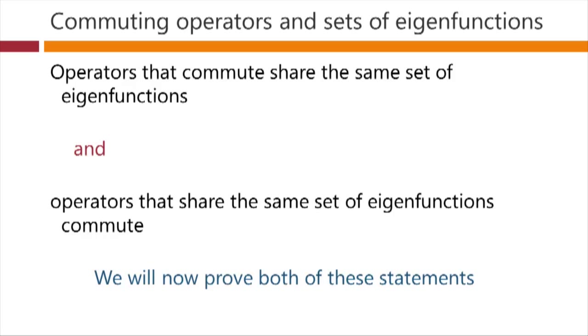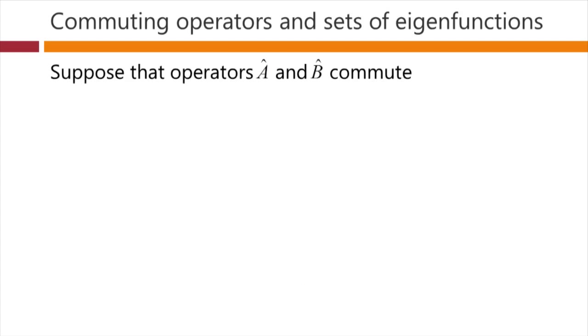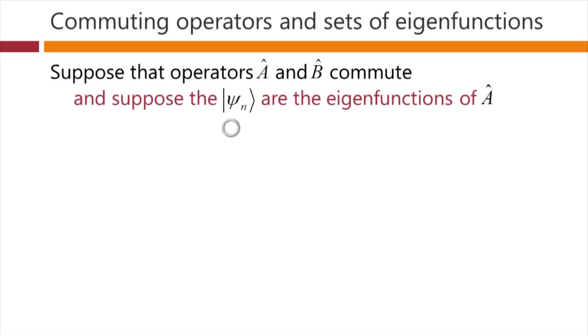Technically, we're only going to prove them for the case of non-degenerate eigenfunctions and eigenvalues, although we can in fact complete the proof even for the case where we have degenerate eigenfunctions and eigenvalues, that is, multiple eigenfunctions for the same eigenvalue, but we won't go through that minor complication in the algebra here. So let's look at this proof. Suppose that operators A and B do commute, and suppose that the psi n here are the eigenfunctions of the operator A, and those correspond to eigenvalues a_i.